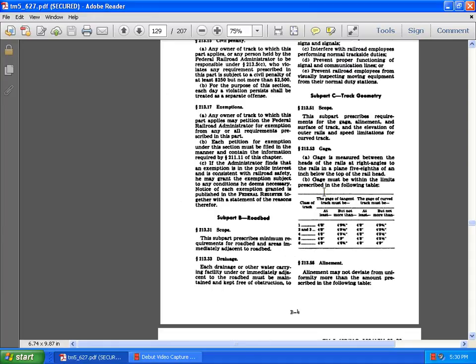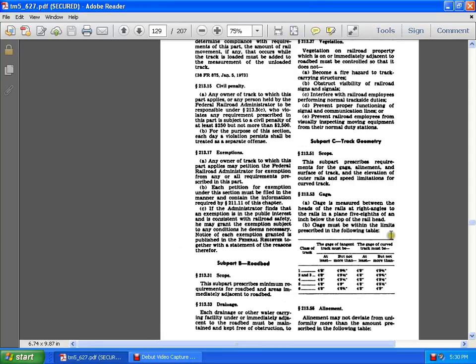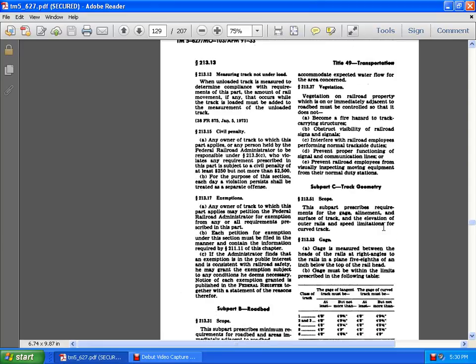Subpart B, Roadbed. Scope: this subpart prescribes minimum requirements for roadbed and areas immediately adjacent to roadbed. Drainage: each drainage or other water carrying facility under or immediately adjacent to the roadbed must be maintained and kept free of obstruction, to accommodate expected water flow for the area concerned.